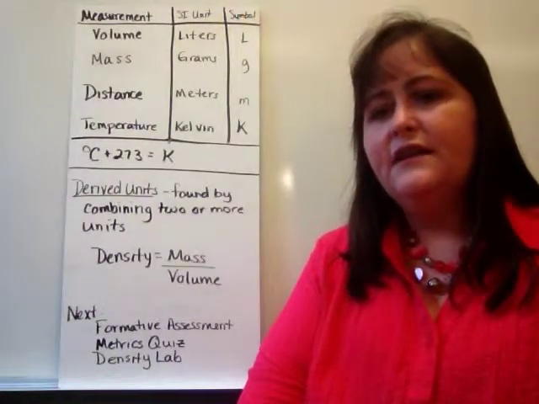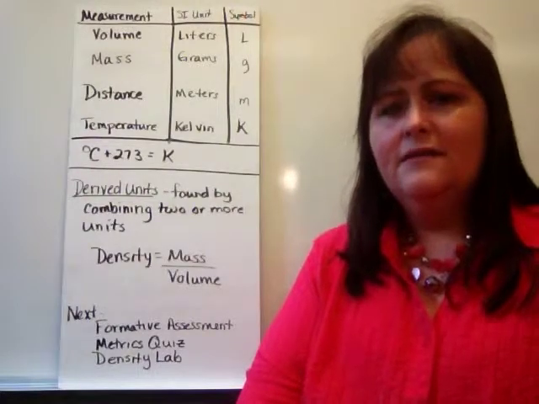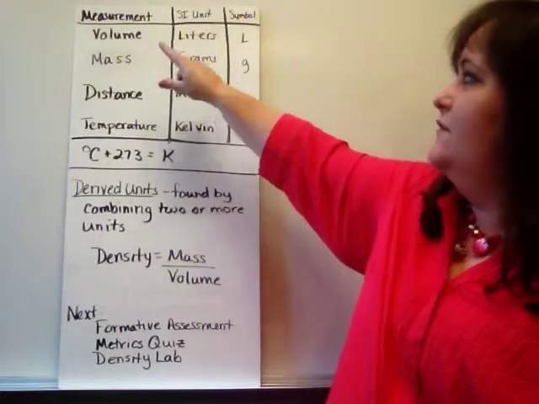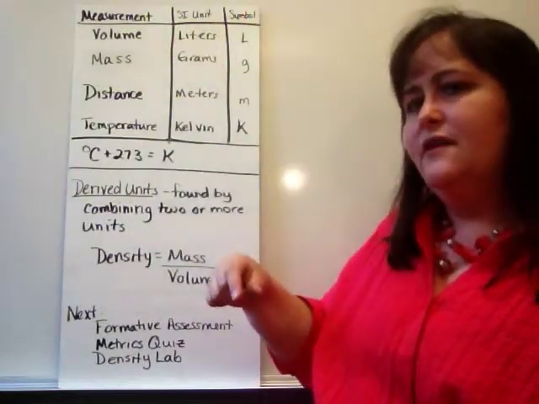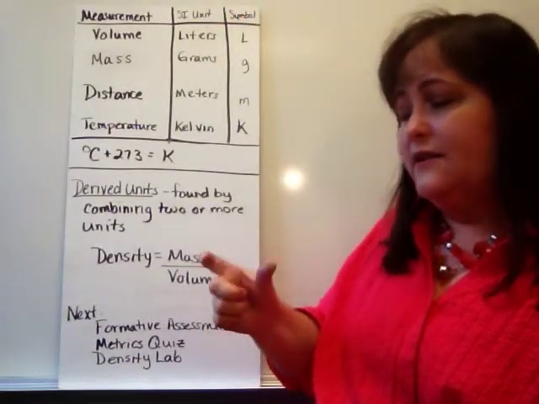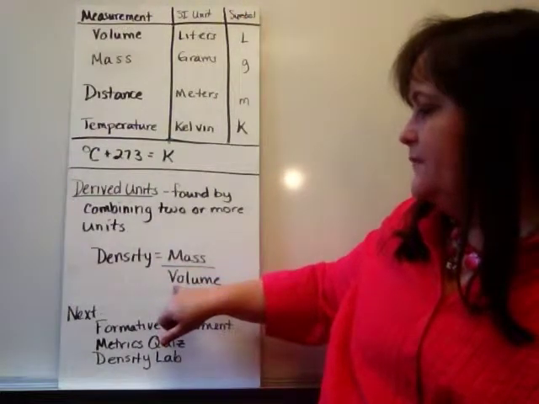Density is measured in grams per milliliter. Well, grams, we just said, was mass. And volume was the liters, but we just said milliliters. Well, milliliters is a really small volume compared to a liter. So we're going to put grams here and milliliters here.